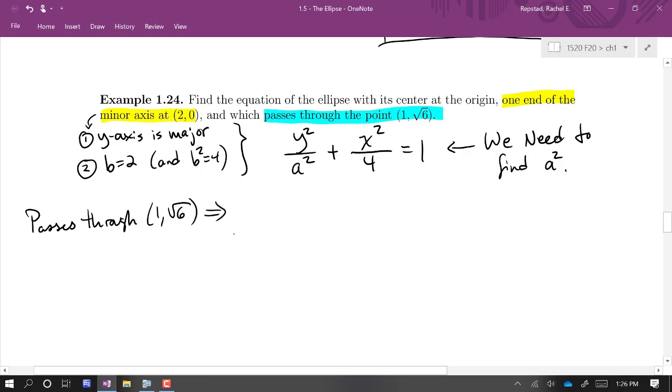Now, if we know the coordinates of a point that a curve passes through, it's not the first time we've done this, that means that we can substitute those values in for x and y. So we're going to substitute x equals 1, y equals square root of 6. So here's our equation.